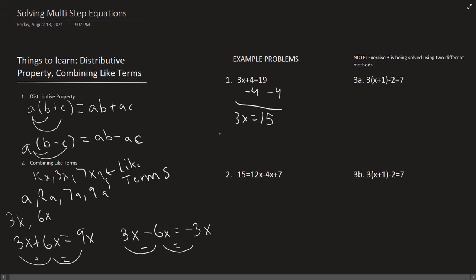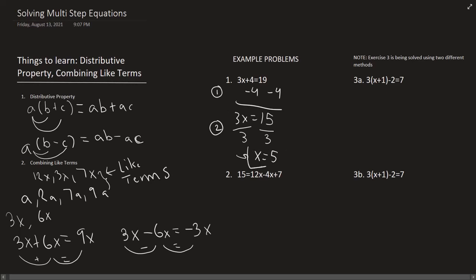And then from here, you can use division to undo the multiplication, and we can do this on both sides. And then this would simplify to x is equal to 5. So it's called multi-step equations because you're using more than one step to solve the equation. So maybe this is step 1 and this is step 2 to get the answer.